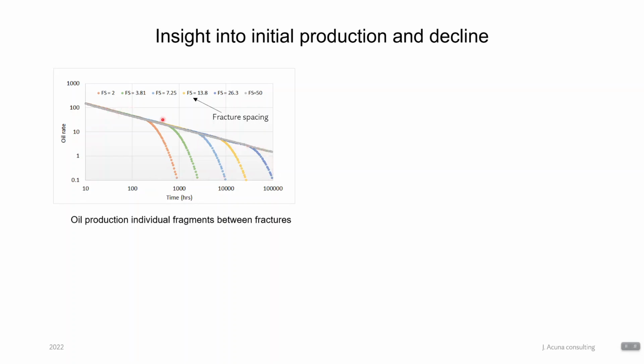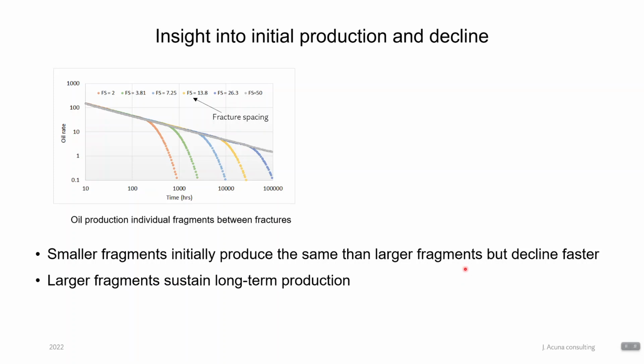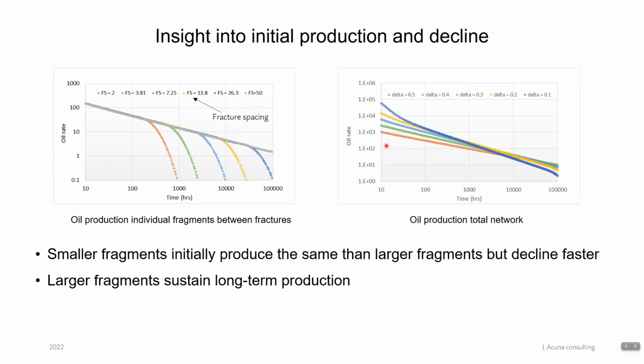That is for the individual fragments. Now, when we combine these fragments into systems where you have different amounts of the different fragment sizes, this is what we get. Delta 1 means that I have a lot of smaller fragments. What that means is that the initial production is large, but the decline is much faster. When delta approaches 0.5, I only have larger fragments. What that means is that the initial production is smaller, but the decline is less.